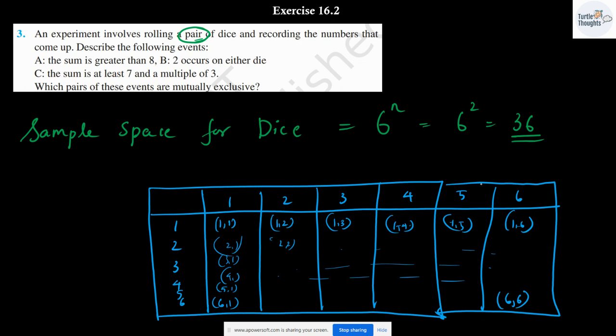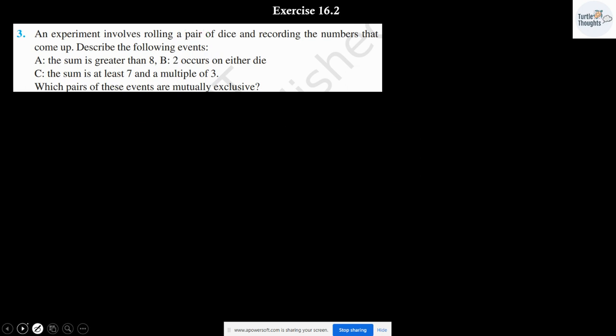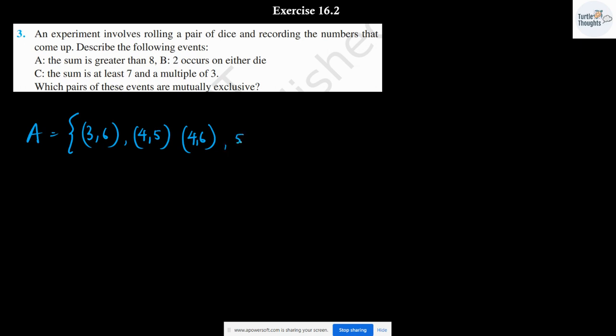Similarly, I have to check the whole of the table. If I check the whole table, what are the two numbers which, when I add them up, give a sum greater than 8? Those numbers are 3 and 6, 3 comma 6, 4 comma 5, 4 comma 6, then 5 comma 6.